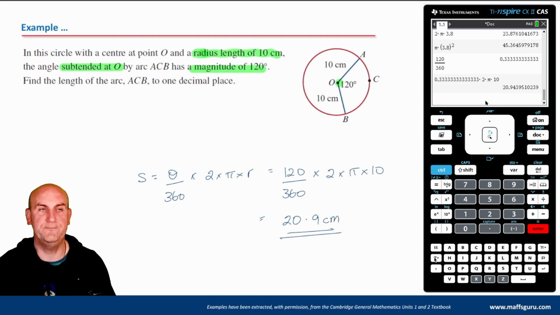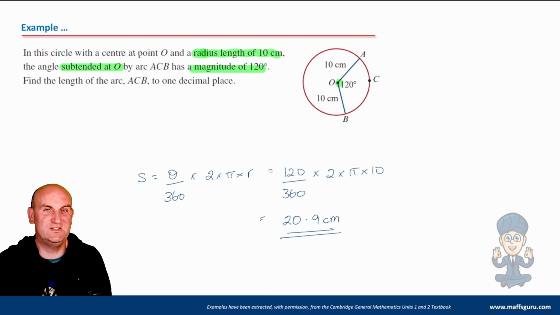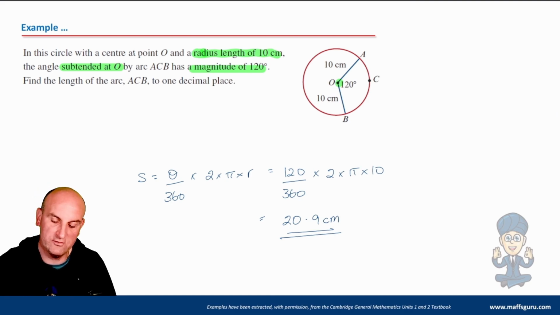Again, this isn't an area. In this situation, they wanted the length of the arc. And basically, that's pretty much it. They could try and trick you. How could they trick you? They could want you to find this arc length.